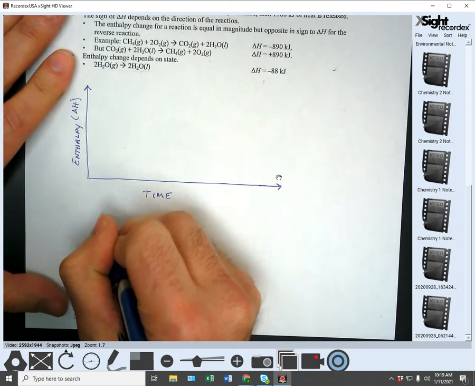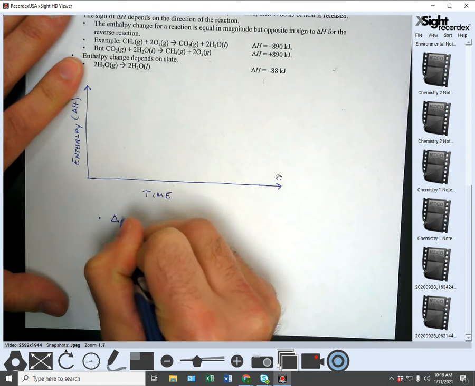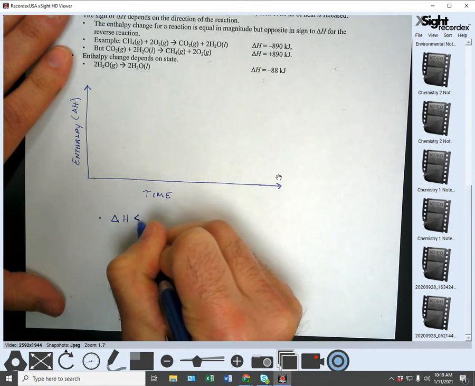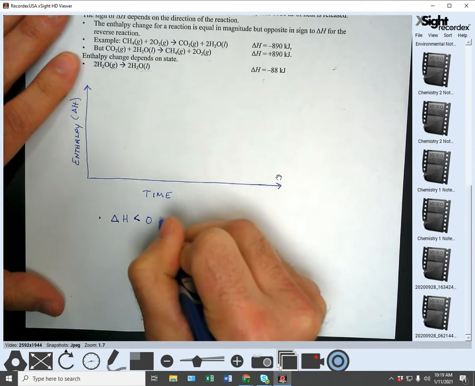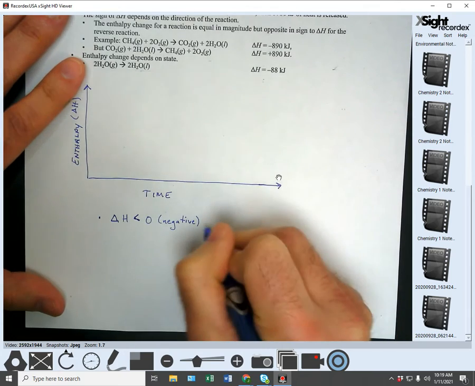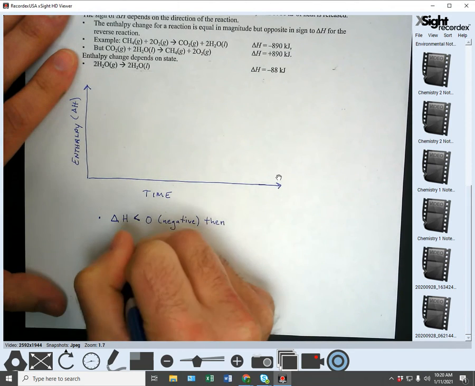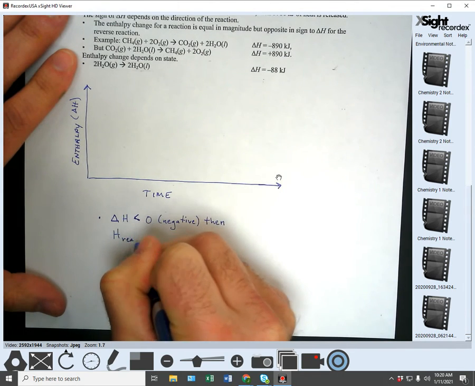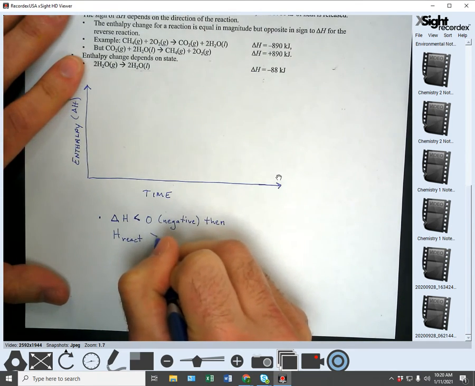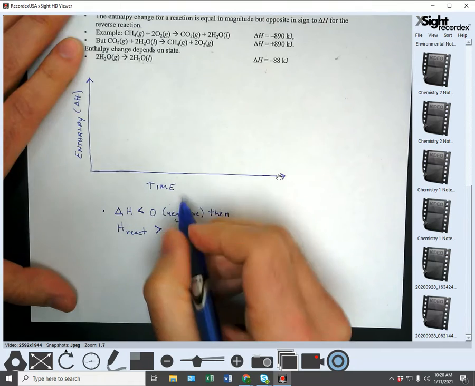So if the delta H is less than 0, negative, then your reactants have a higher heat quantity, have a higher enthalpy than your products do.